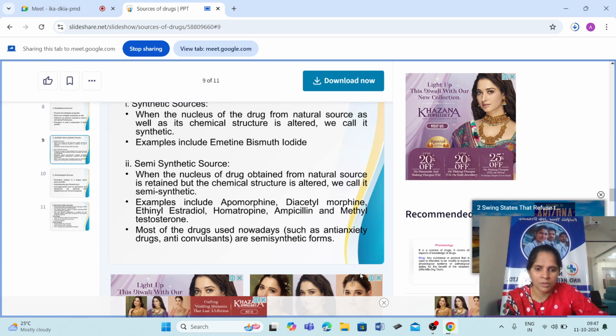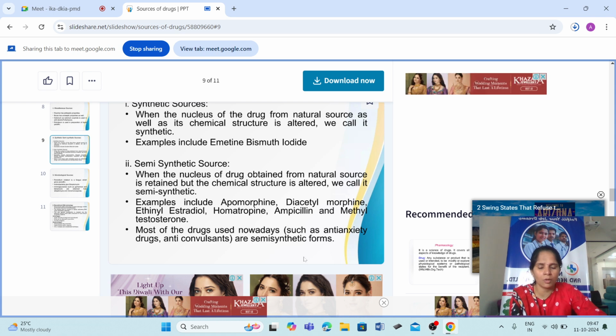Yes, ma'am. So these are some of the examples of anti-anxiety medications. These medications we are using for anti-anxiety or convulsions, in the sense the seizures, as you might have studied. These drugs are semi-synthetic forms. Semi-synthetic in the sense we got it from a plant source or animal source, but we have replaced one or two molecules from that. Okay, so those are semi-synthetic forms.